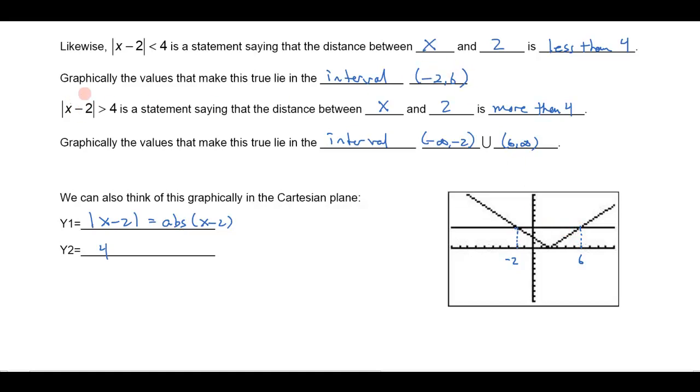If I want to know where the absolute value is greater than 4, then I want to know where the V-shaped graph is greater than, where is it higher? And you can see it's going to be above right over here. And that corresponds to these values down here, right? And so again, you get the split interval where the absolute value is greater than 4.